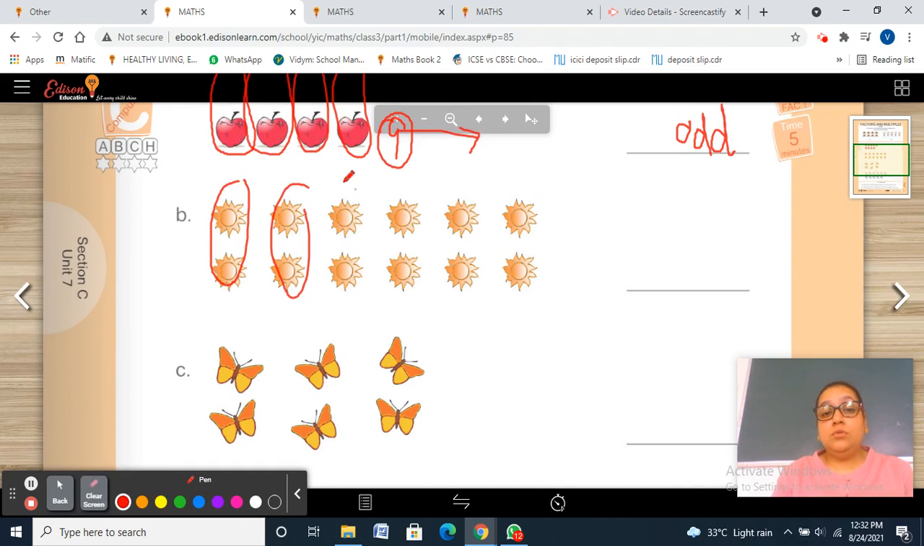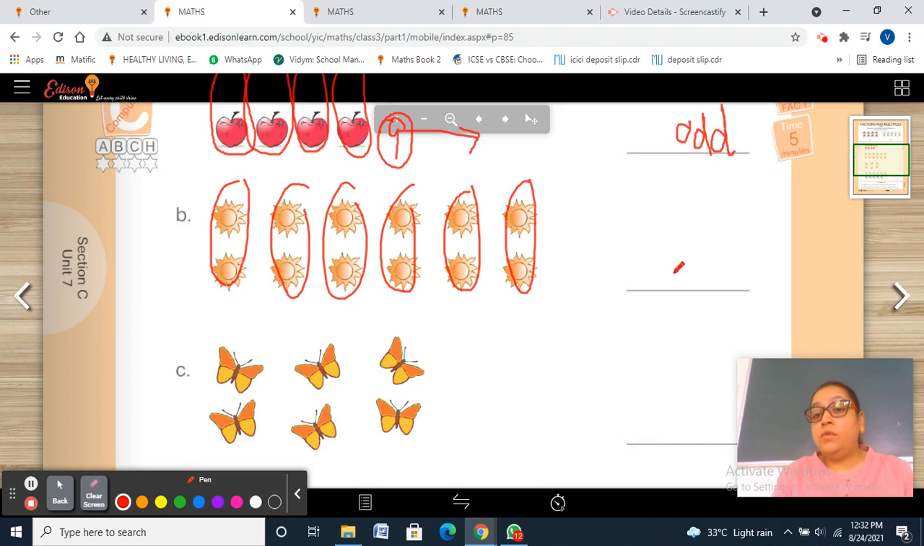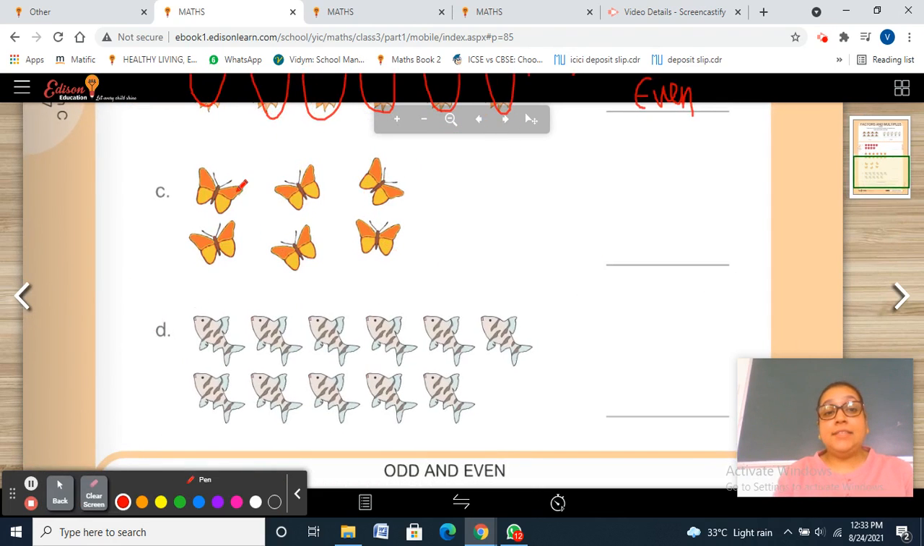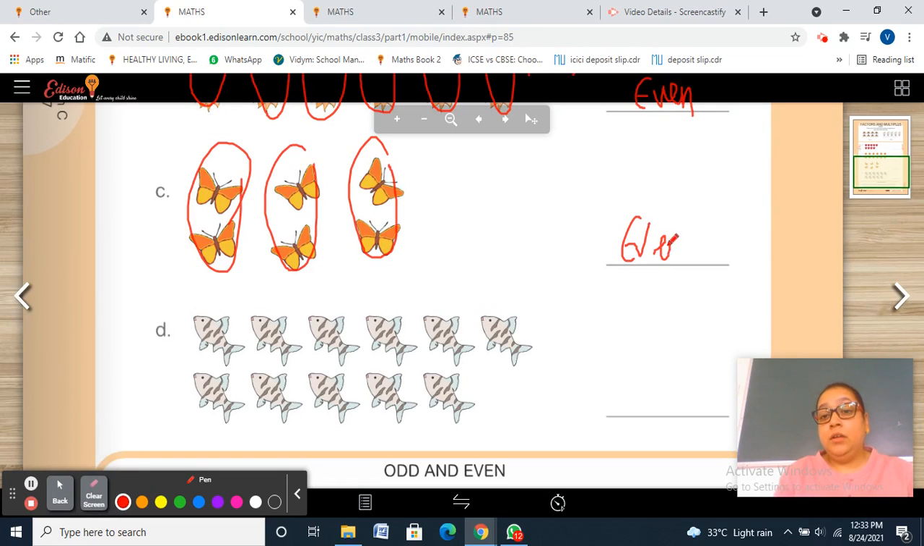2, 2, 2, 2, 2, 2. So no remainder, no leftover, then this is an even number. So how many suns are there? 1, 2, 3, 4, 5, 6, 7, 8, 9, 10, 11, 12. So 12 is an even number, and 2 sixes are 12. So 12 is an even number. Similarly, with these butterflies, there are six butterflies, so you can pair them, and this is an even number.